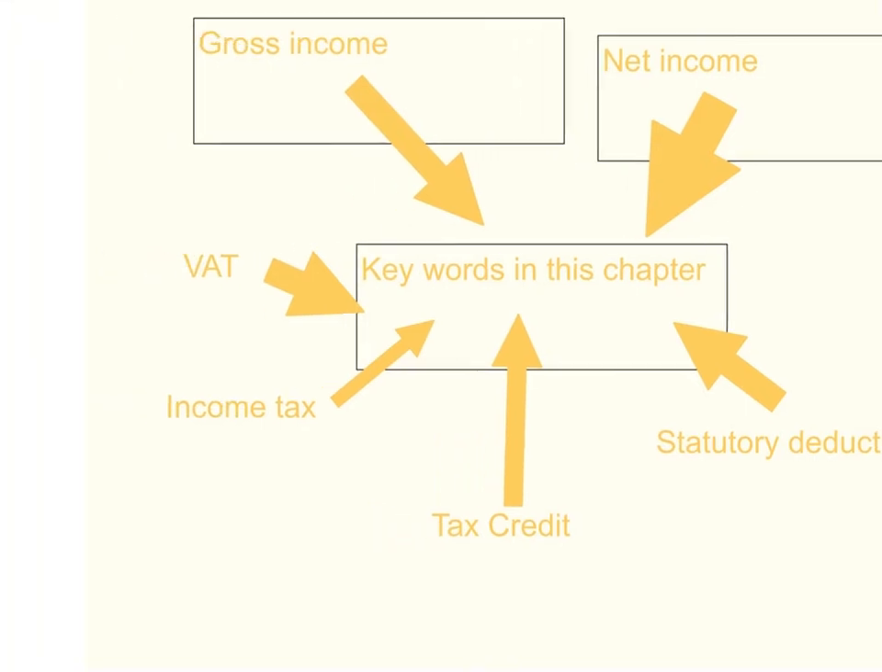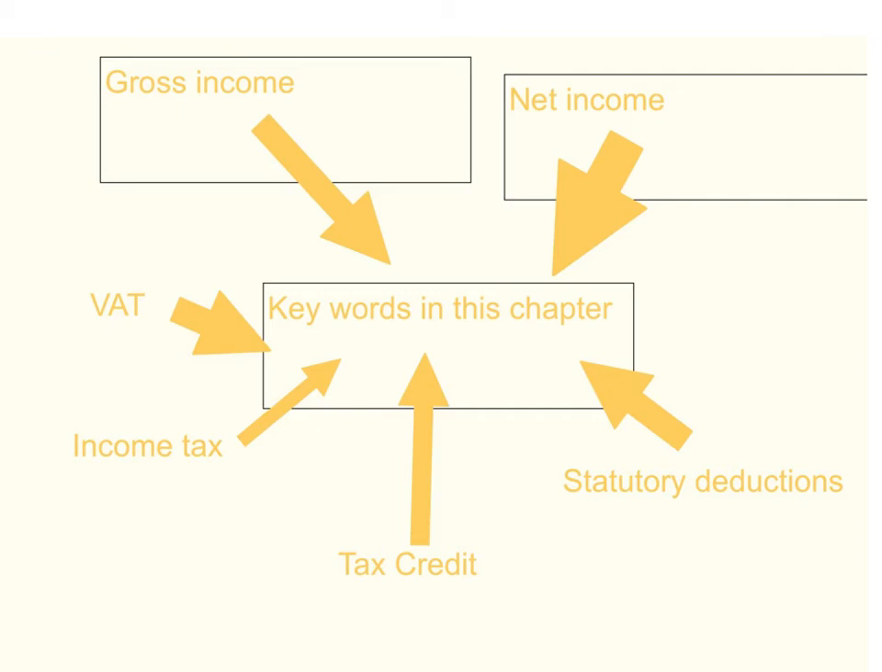You were looking up words like gross income, net income, statutory deductions, tax credit, income tax and VAT. And these would all be words that your parents would be really used to in everyday life. So maybe take a minute now to go through what those keywords mean and have a quick look back in your copy.